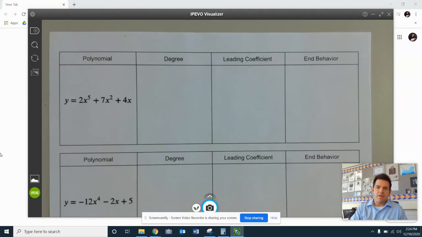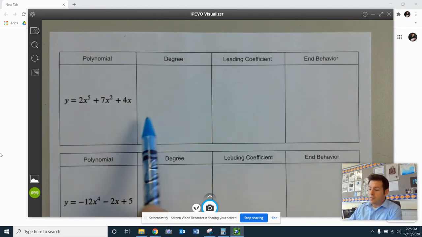Mr. Barry here, everybody, with our higher degree polynomials, and we are talking about end behavior and what we can pull informationally from our higher degree polynomials. Here I have y is equal to 2x to the fifth power plus 7x squared plus 4x. I want to point out things about the degree and the leading coefficient that will help me understand the end behavior at the end of this problem, pun intended, I suppose.